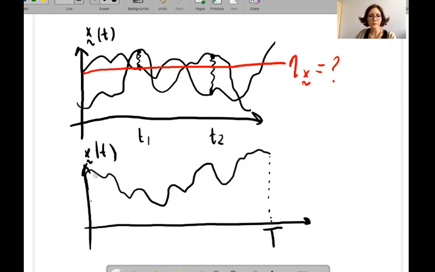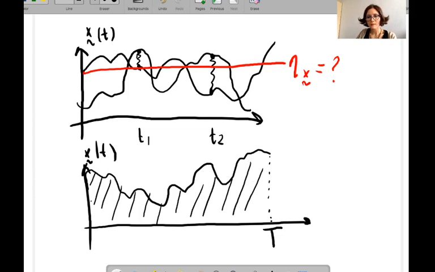Now, probably most of you would guess the answer. The thing that we should do is take the time average of this, which would be a good guess, right? So basically integrate this single observation, single realization of the random process. So take the integral from 0 up to T, and then to find the average value, the time average, just divide by T. So this would be a good guess for estimating eta x.